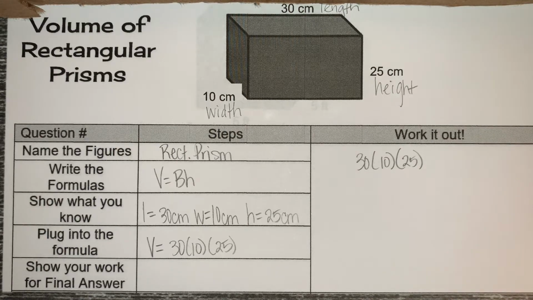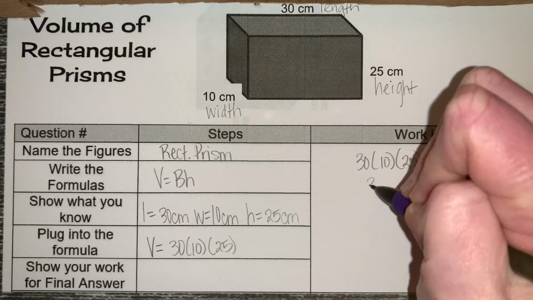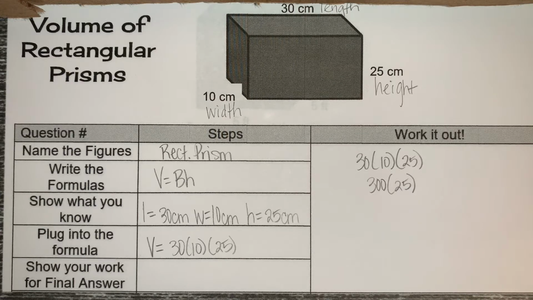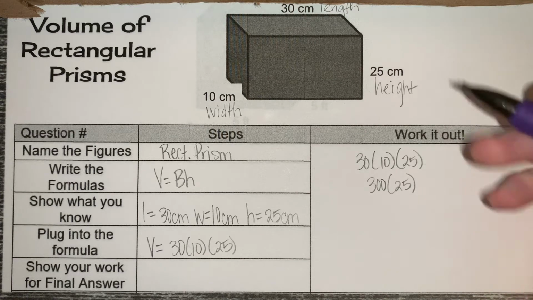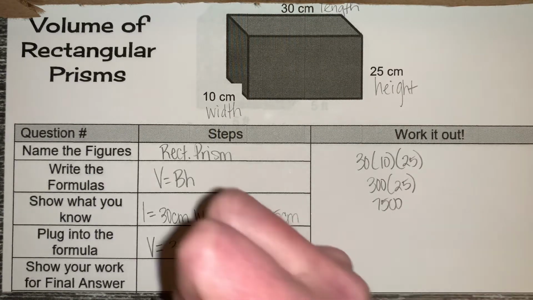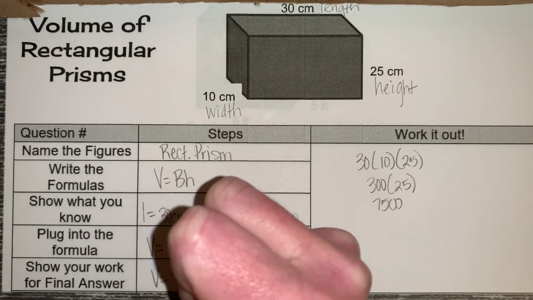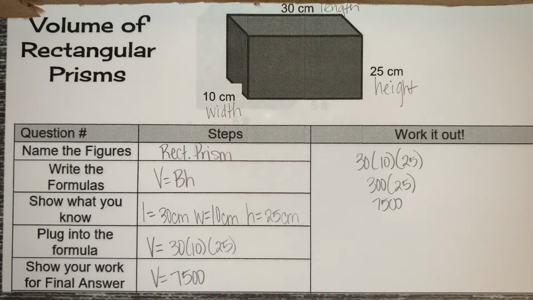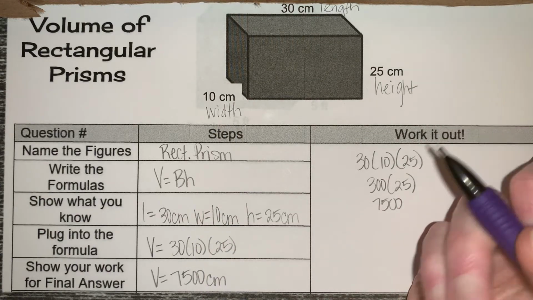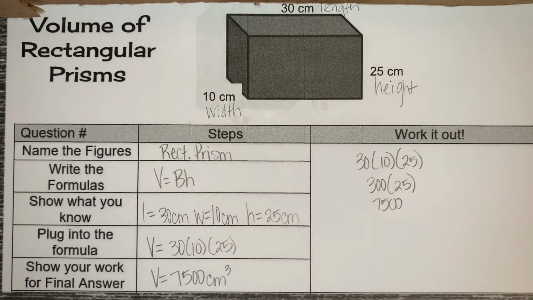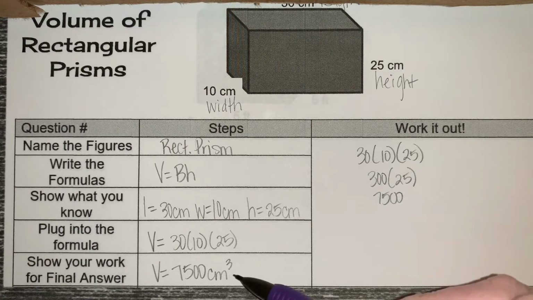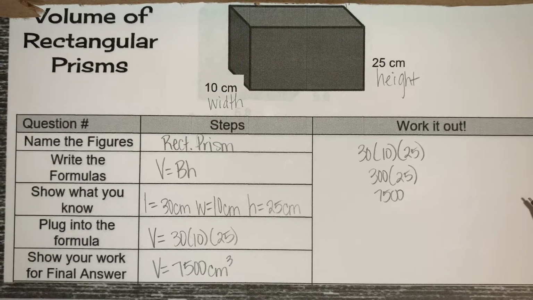I'm going to multiply 30 times 10 first and get 300. And then I would multiply 300 times 25. 25 times 3 is 75, and add 2 zeros. So the volume of that rectangular prism would be 7,500 centimeters. And we're talking about volume, so it's going to be cubed, or to the third power. So instead of squared like we did with area, it's now going to be to the third power or cubed.